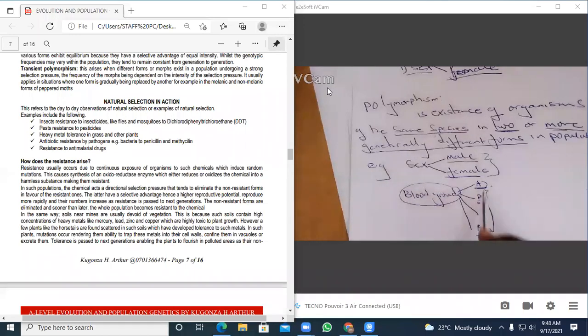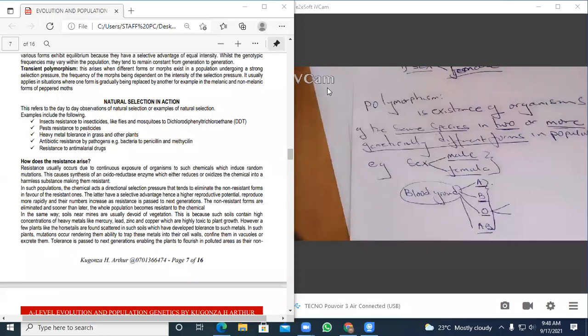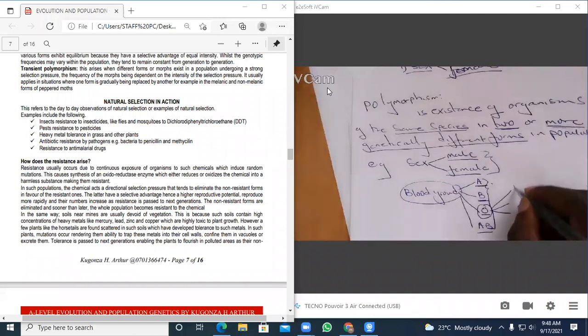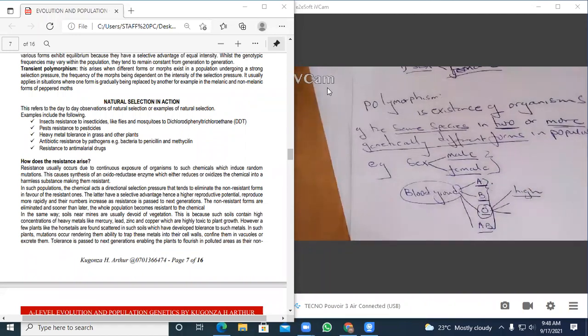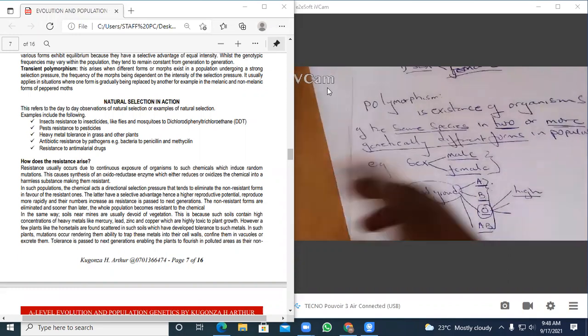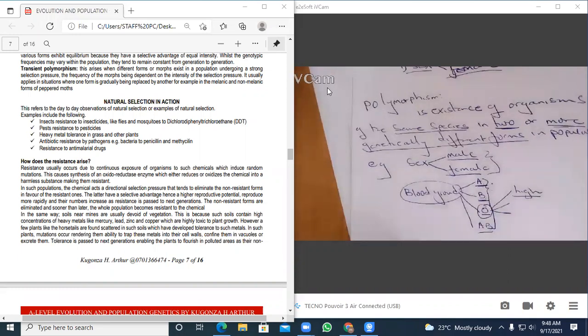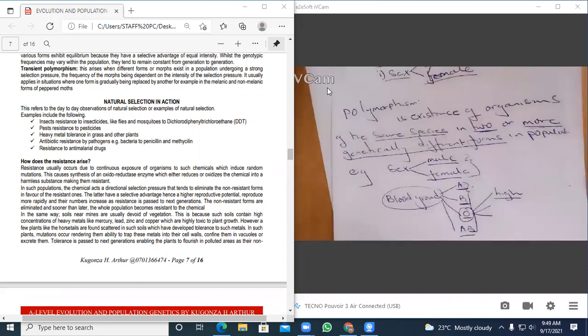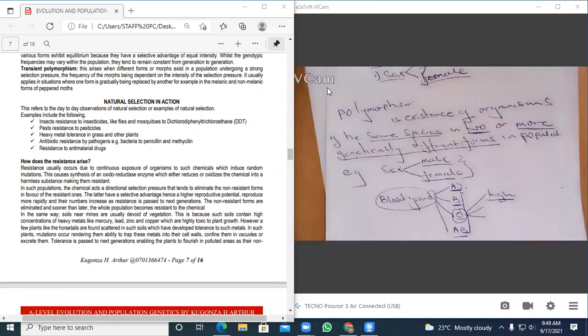Like here in people of blood groups, you may find people of blood group O have a selective advantage over others. Therefore, natural selection is there. Therefore, polymorphism shows natural selection in action. It means you will find that people of blood group O will increase, their population will be high, and those of A and AB will decrease because they are selected against. They cannot survive within an environment. Therefore, polymorphism is one evidence of evolution.